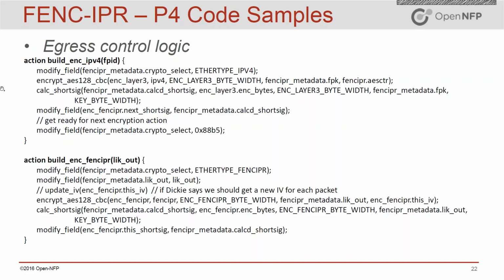Right? And what comes out is the encrypted layer 3, and we calculate short sig. In this case, we're going to put it in this calc short sig temporary variable. Basically, it's a metadata variable, and then we're going to take those encrypted bytes, the width, and the FPK, the forwarding path key, and its byte width. We're going to take all those and then run the calculation and store it in this variable. And then once we get it back, we're going to put that value into the next short sig.